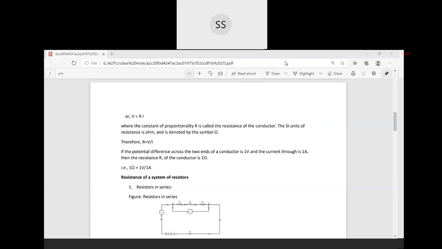Okay, all of you have written down the definition of 1 volt potential difference. Yes, ma'am. Okay.